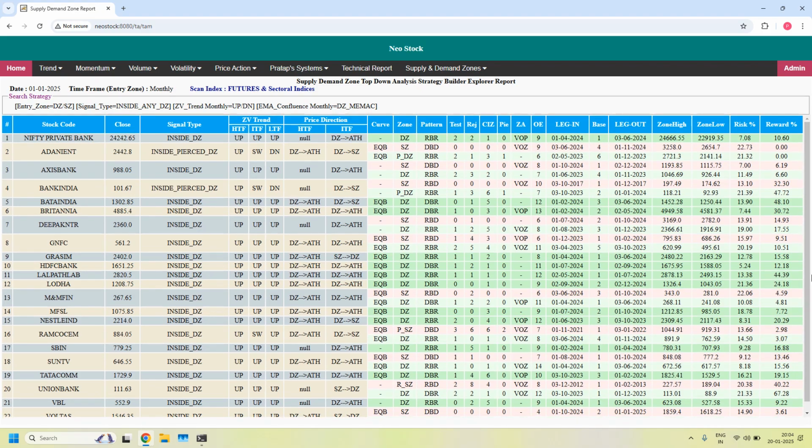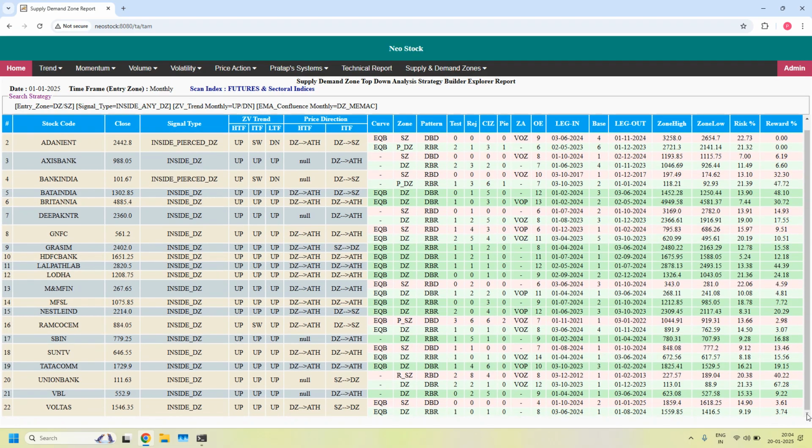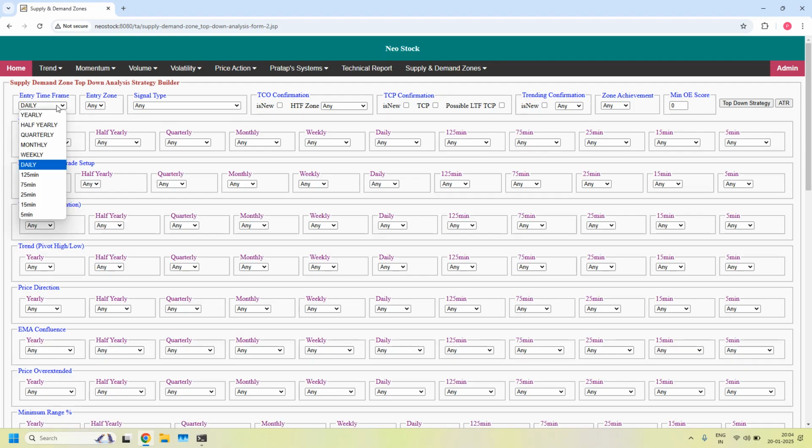Now you are seeing the first 21 stocks in the list. I am scrolling the list down. So total 22 stocks, and all these monthly demand zones are having monthly EMA Confluence and the current price closed inside the monthly demand zone. Okay, this is about monthly time frame, price closed inside the monthly demand zone. So next, monthly time frame.